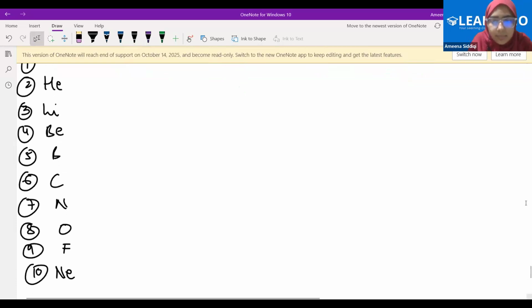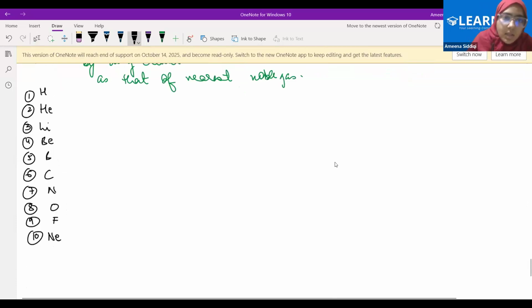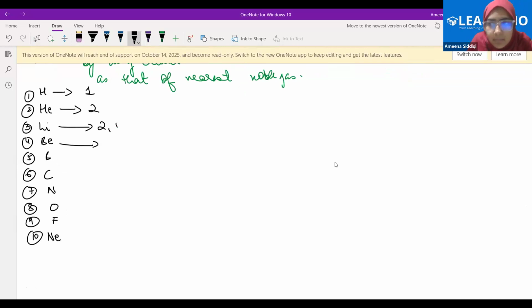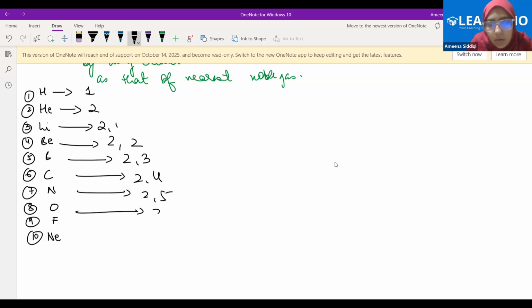Let's see here. What is the electronic configuration for hydrogen? 1. What is for helium? 2. What is for lithium? 2 and 1. What is for beryllium? 2 and 2. Boron, 2 and 3. Carbon, 2 and 4. Nitrogen, 2 and 5. Oxygen, 2 and 6. Chlorine, 2 and 7. What is for neon? 2 and 8. Good. Now let's see here.